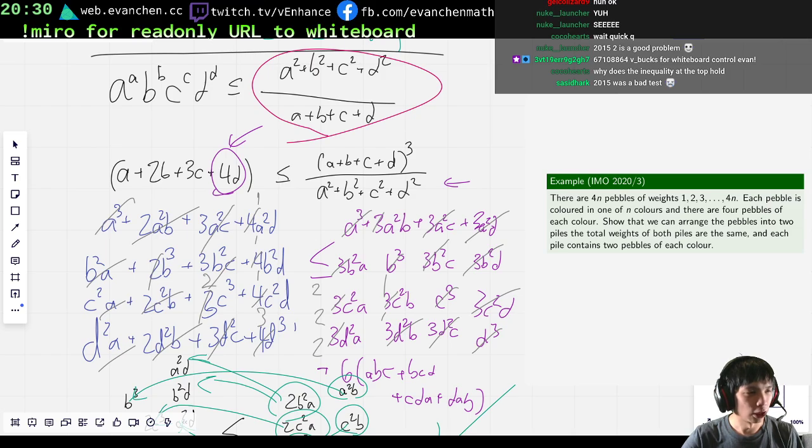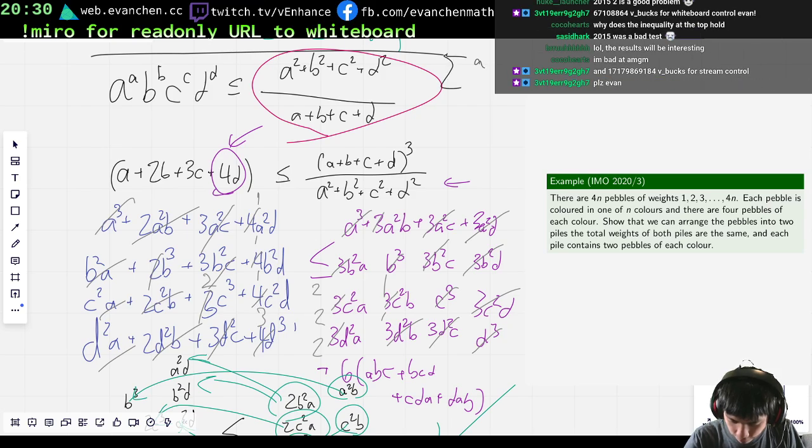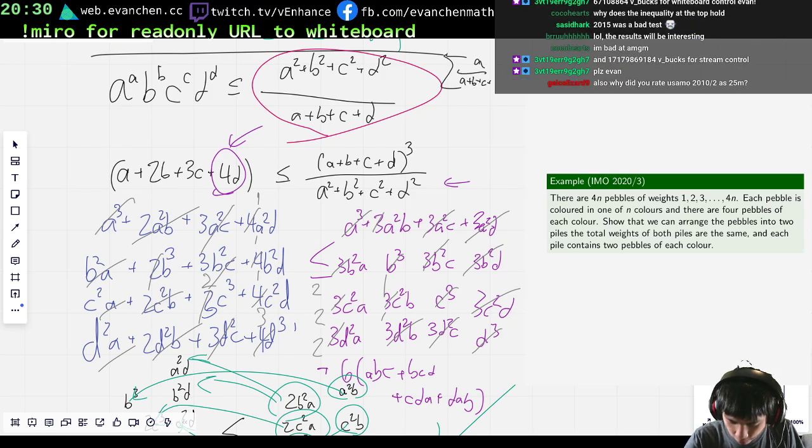Why does the inequality at the top hold? It's weighted AM-GM. Okay, I better actually explain it. What happens is, by AM-GM, the cyclic sum of A over A plus B plus C plus D times A.